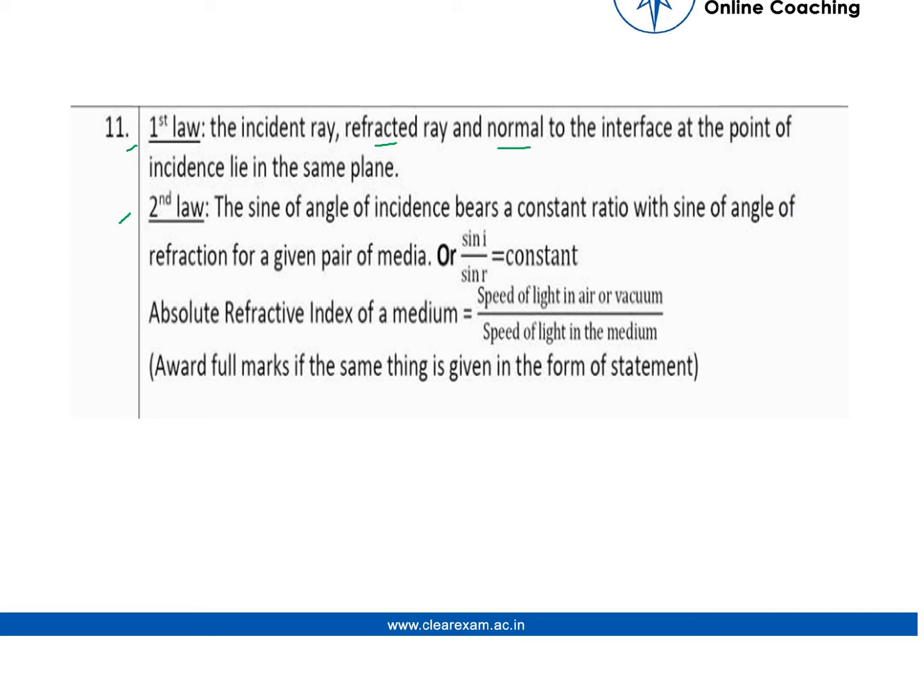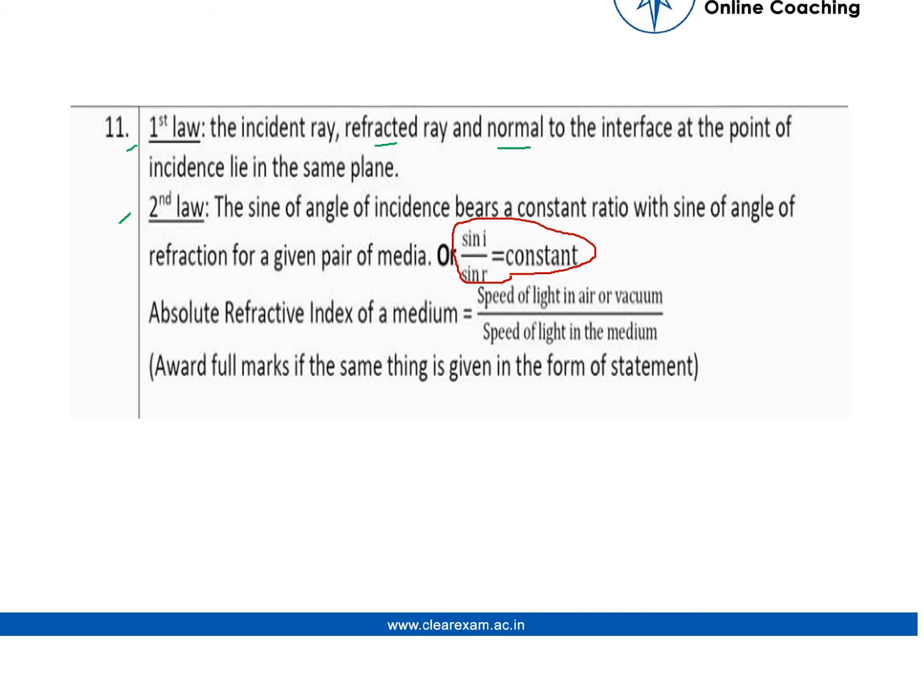The second law states the sine of angle of incidence bears a constant ratio with sine of angle of refraction for a given pair of media, or sin i upon sin r is equal to constant. The absolute refractive index of a medium is speed of light in air or vacuum upon speed of light in the medium. So this was the first part of the question.